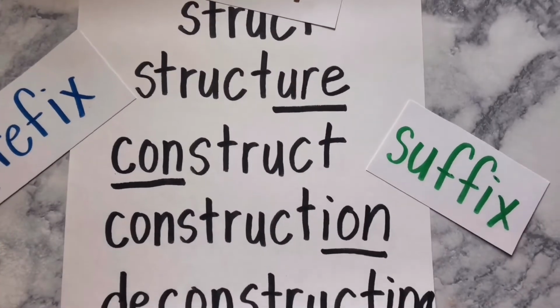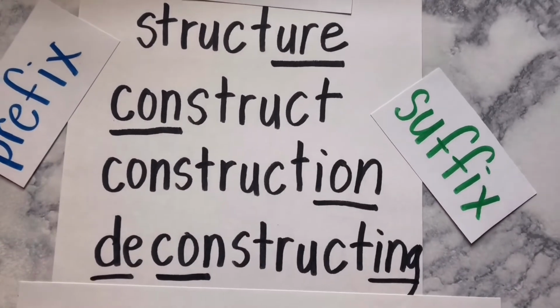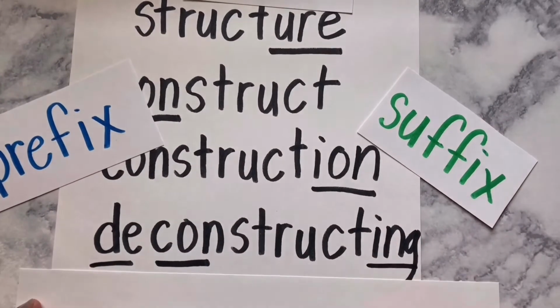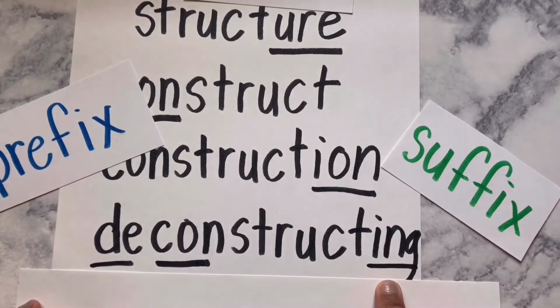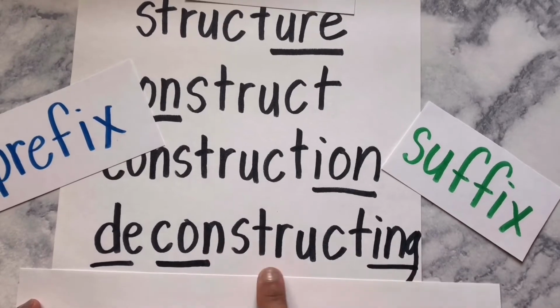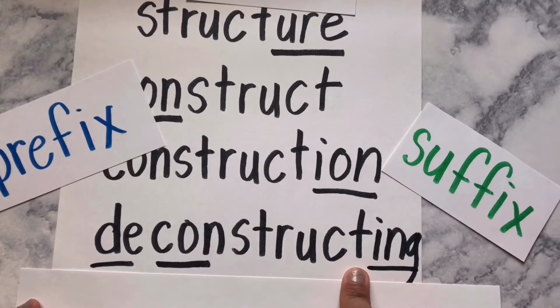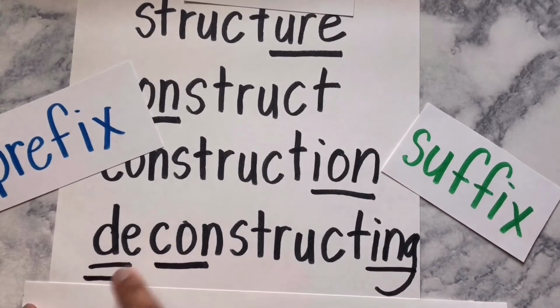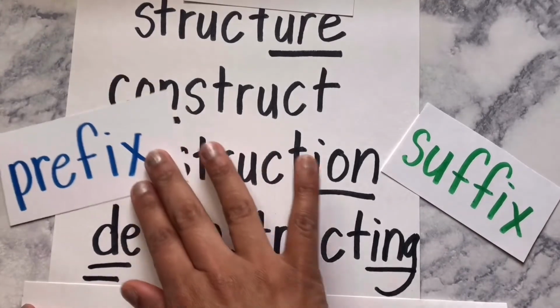Then one more, deconstructing. So look closely at this last one. We do have our suffix ing, which is the act of doing it now. We have struct, which is our root word. So we have constructing, we are creating and building. And then on top of that, we have de. So two prefixes, and this is perfectly okay.